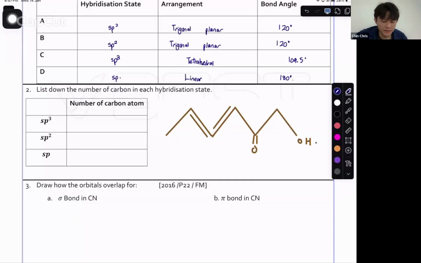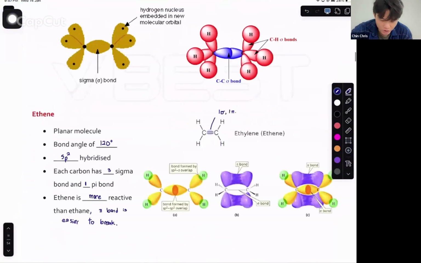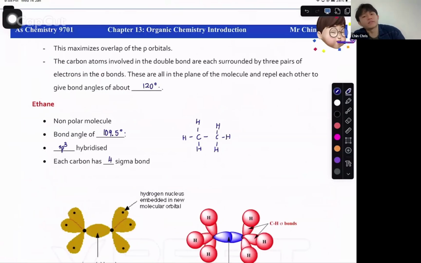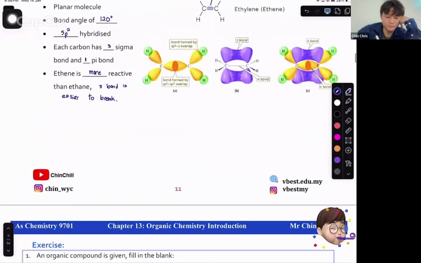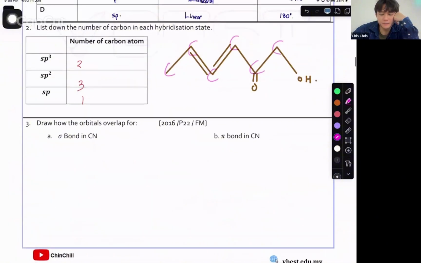All right, guys, now let's go. Answer. How many sp3, guys? Page 11 top part. I'm waiting for your answer. Please tell me how many sigma, how many pi? 2, 3, 1. Any other answer? 2, 3, 1. If you cannot see the carbon, I'm going to put down the carbon for you so you can see where the carbon is located.